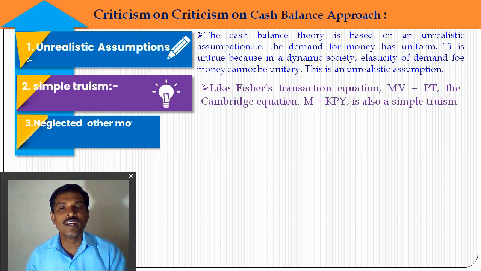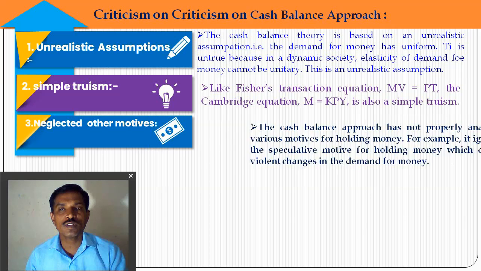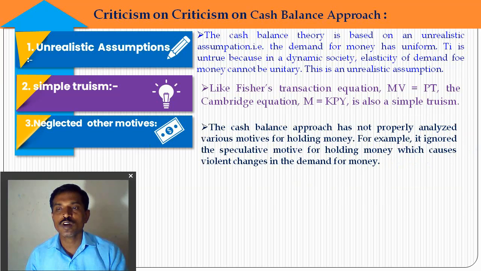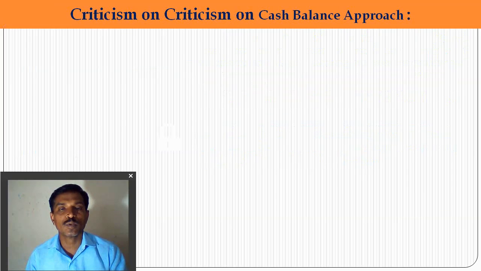It neglects the other motives. According to some economists, the cash balance approach does not properly analyze the various motives for holding cash. For example, it ignores the speculative motive for holding money, which causes violent changes in demand for money. People hold money for the precautionary motive, transaction motive, or speculative motive. These motives are not explained by the Cambridge approach.